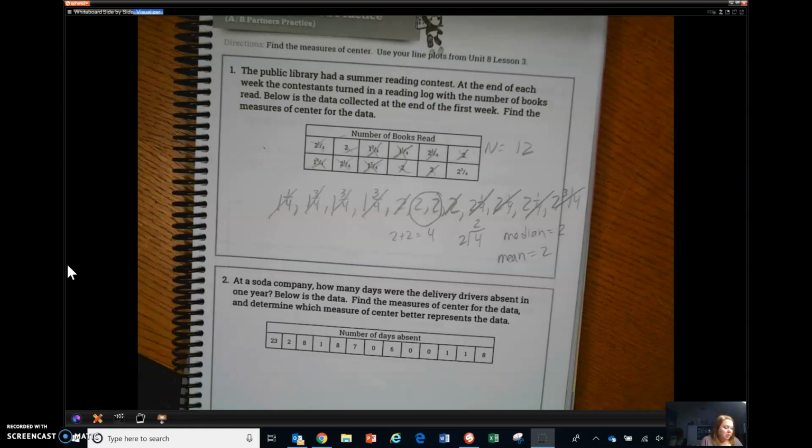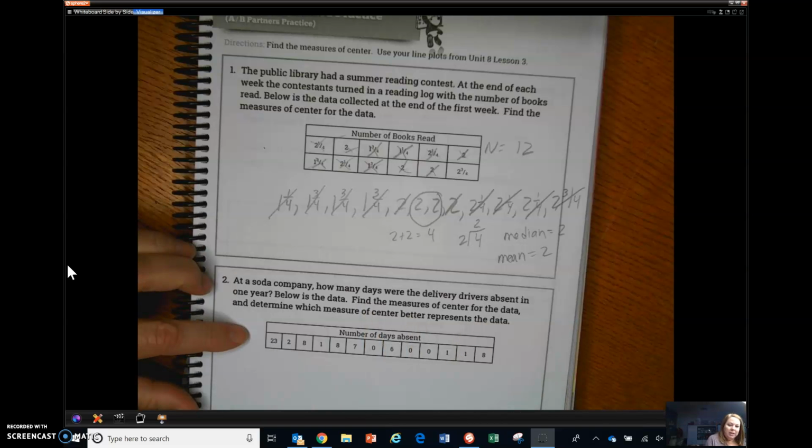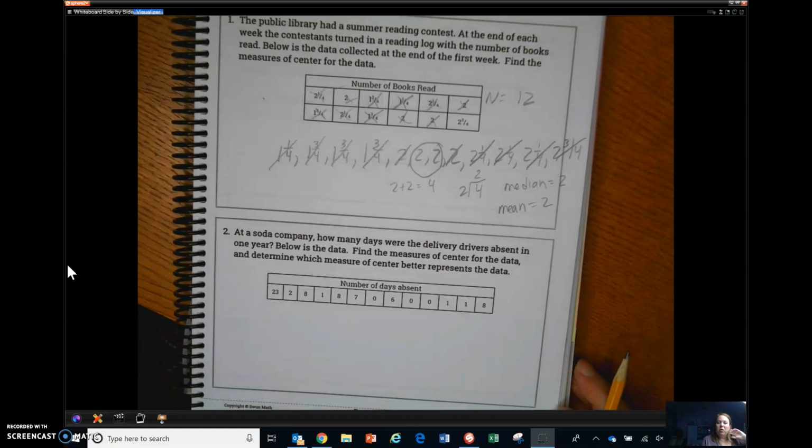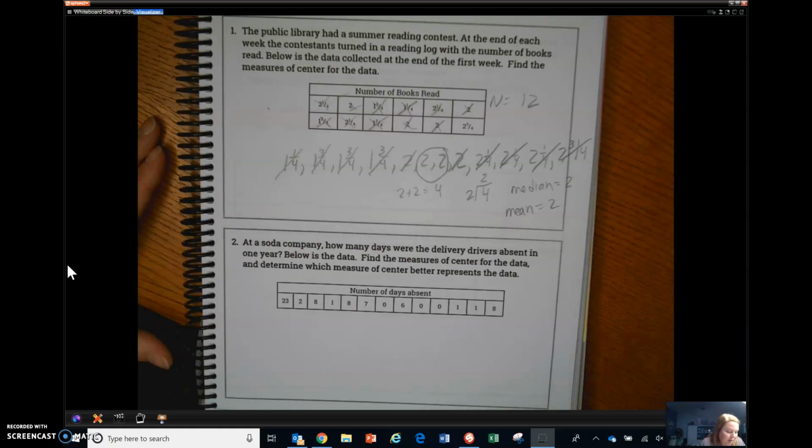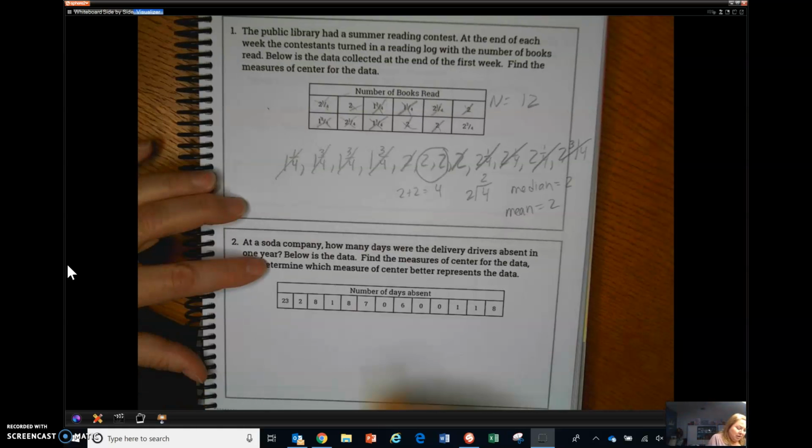All right, this is the same one that we had yesterday. At a soda company, how many days were delivery drivers absent in a year? Step one is put it in order from least to greatest. So go ahead and pause this and do that now. I'm running out of time, so I'm going to go fast.